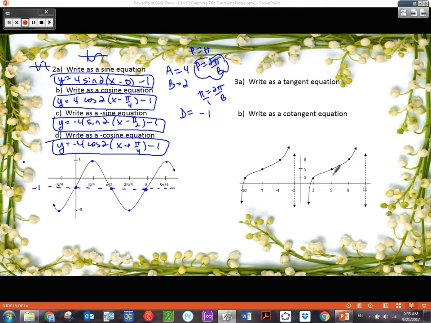We're going to do 4. So let's gather information. We need A. Now for tangent, we know there is no amplitude.